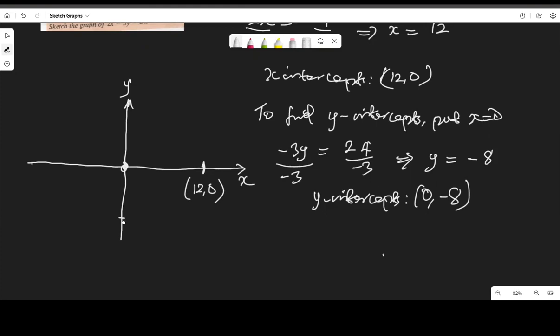Let's assume somewhere here is (0, -8). We just connect these points together. This gives us this line. We got that. Okay, so this is the sketch graph of this very equation.